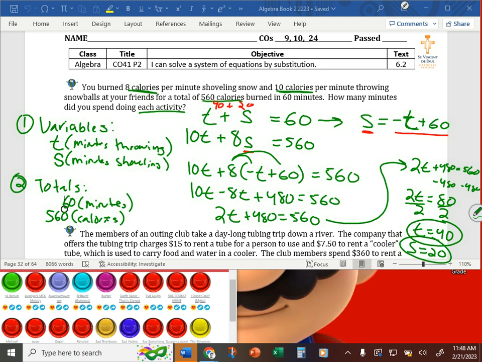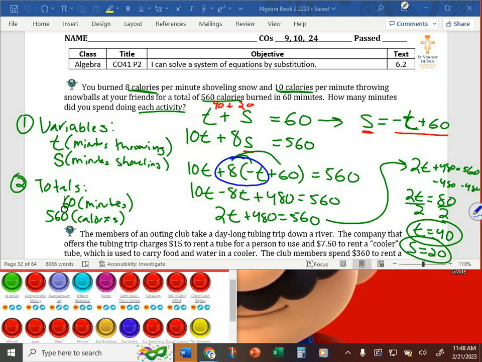Questions on this? Jeffrey. Right after you're distributing, why does it go from 10t plus 8 to 10t minus 8? Because an 8 times a negative t is a negative 8t.